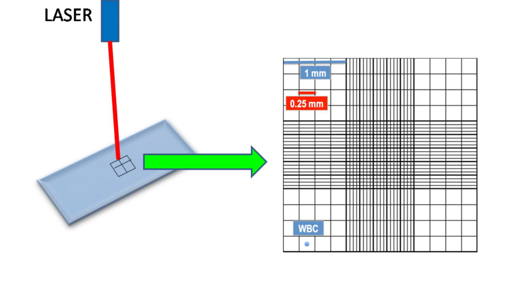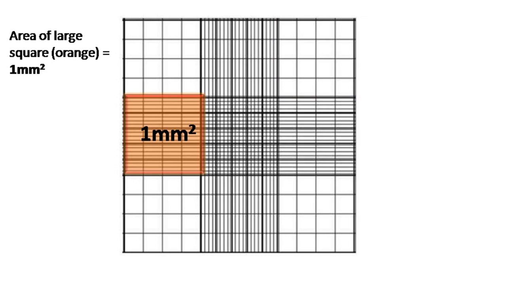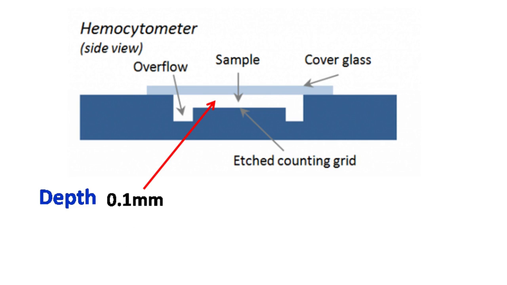The glass of the hemocytometer is carefully crafted with a laser such that the area bounded by the lines is known. All the colored squares that you see here have an area of 1 millimeter square. And the depth of the chamber is around 0.1 millimeter.